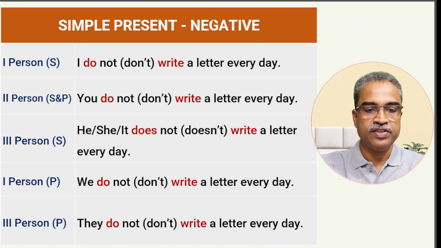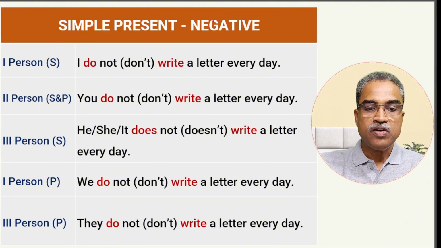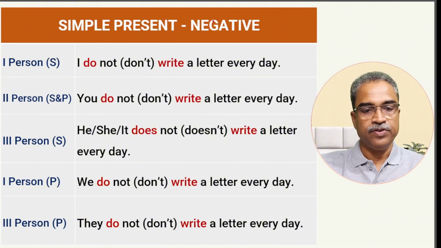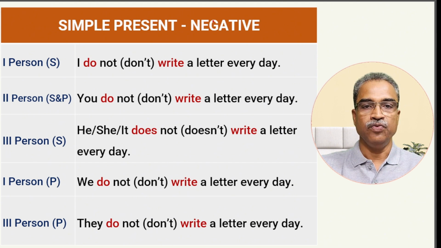and how do we make negative statements in the simple present tense. So we start with I, first person. I is always singular. I do not write a letter every day. So what did you see here? There is a do, and this do is an auxiliary verb. It's a helping verb. So in the simple present tense, we have the auxiliary verb do or does. We will come to does later. So now do, and then you have to use the negative word, that is not. So I do not. Then we need to use the real main verb, that is write.